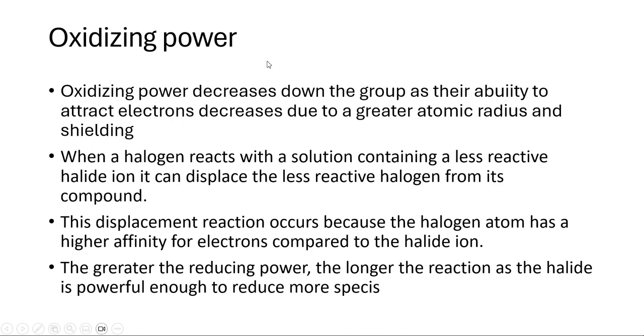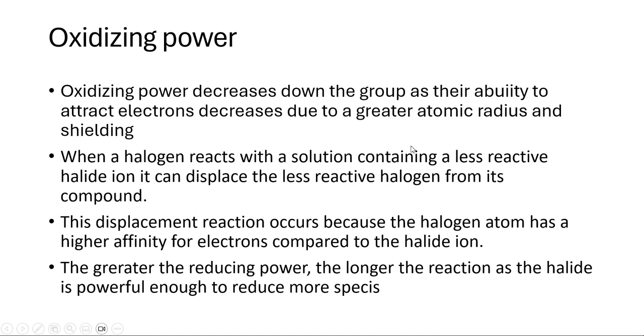Oxidizing power. To oxidize something, you need to be reduced yourself, because in order to make something else lose an electron, you need to gain an electron. So oxidizing power decreases down the group, because it's going to be harder to accept an electron. It's harder to get reduced itself.